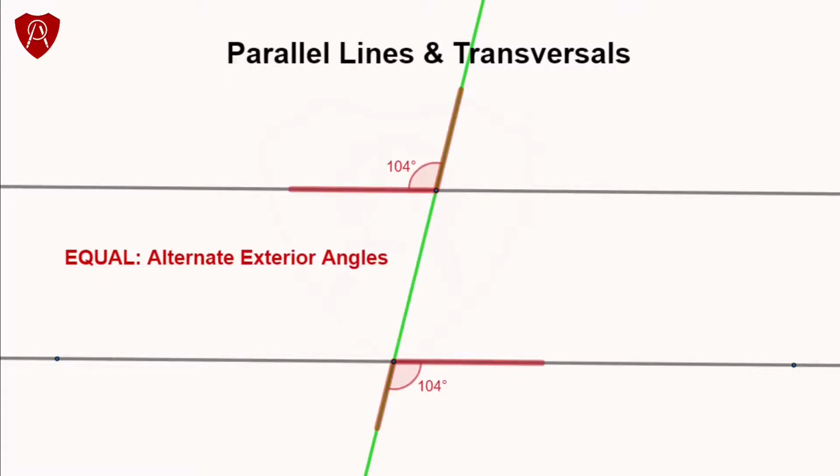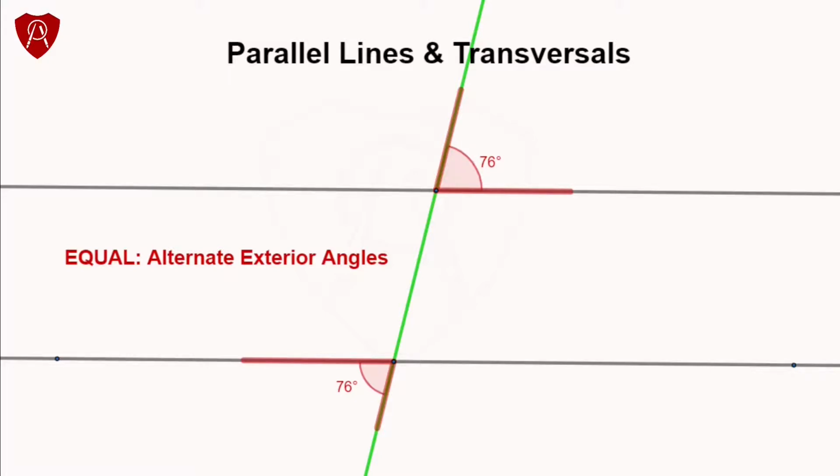The last pair of equal angles we shall look at are alternate exterior angles. Alternate means on opposite sides of the transversal. Exterior means both of them are outside the pair of parallel lines. So alternate exterior angles are always equal. So we have that pair, and also we can flip over to the other side and still find this pair of alternate exterior angles, always equal.